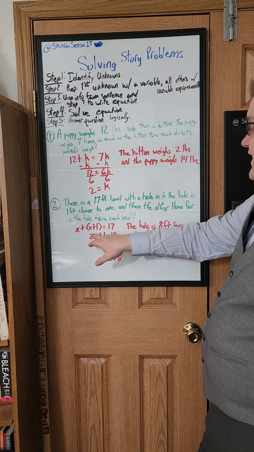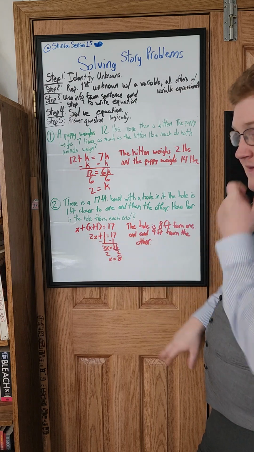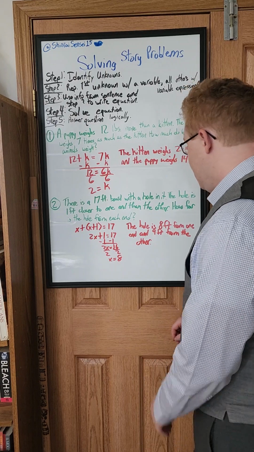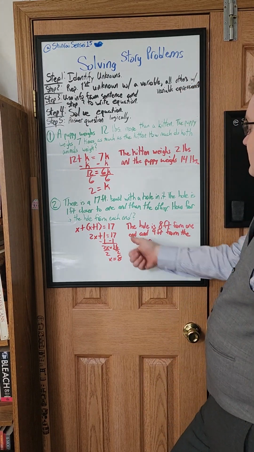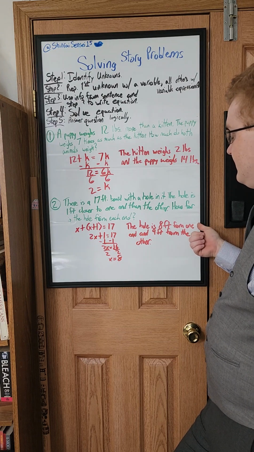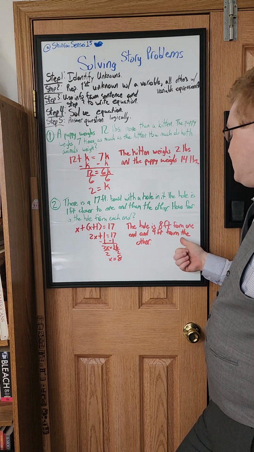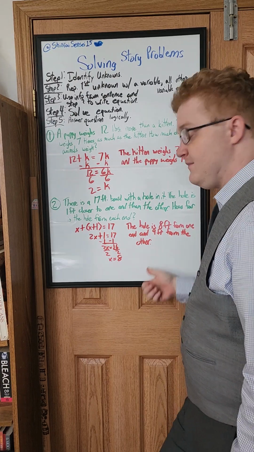So this x plus 1 turns into 8 plus 1, which is 9. So now we know that the hole is 8 feet from one end and 9 feet from the other end, right?